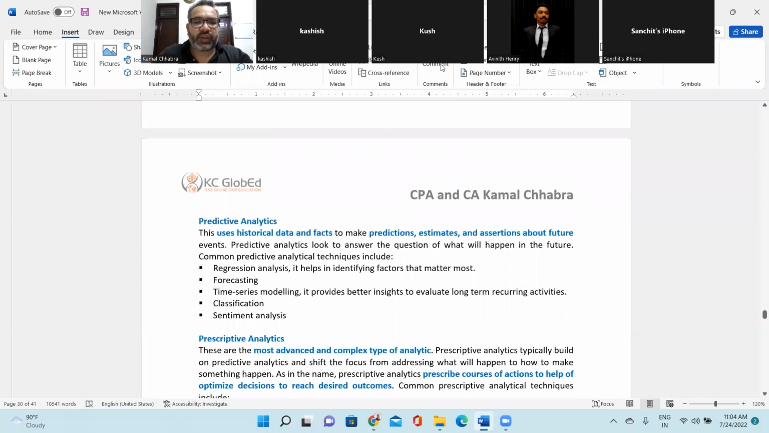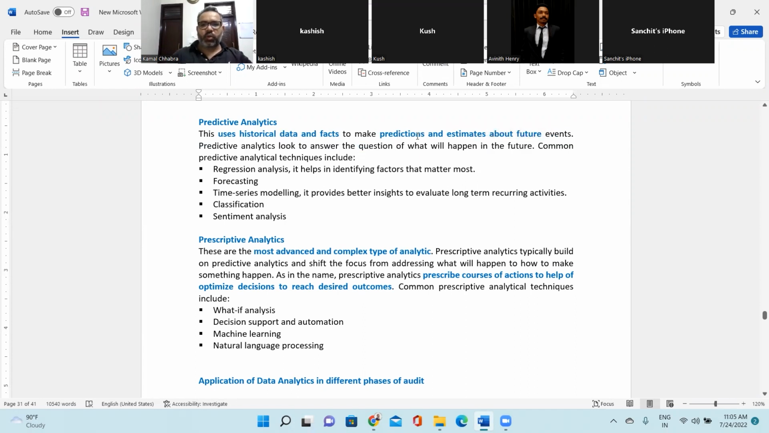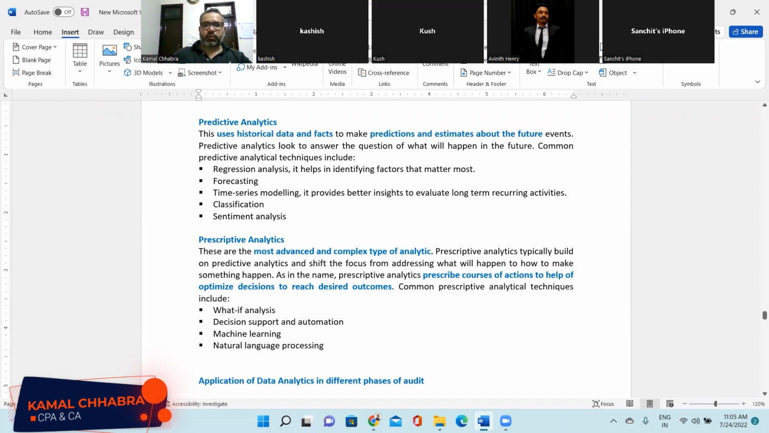Next is predictive analysis. What is predictive analysis? In predictive analysis, we use historical data and facts to make predictions and estimates about future events, right?